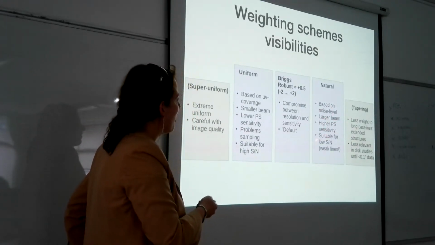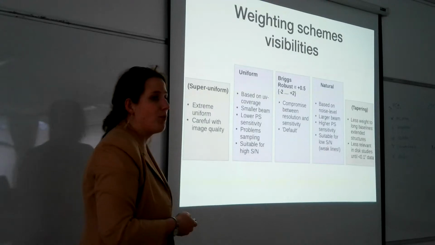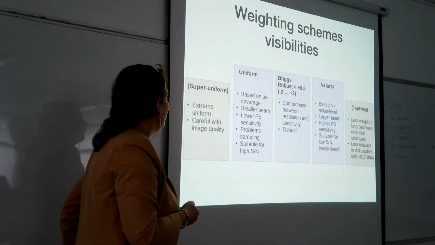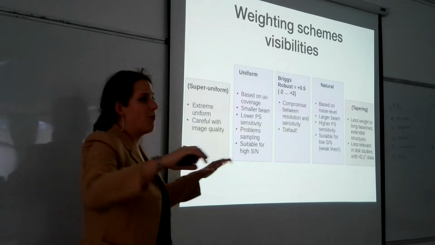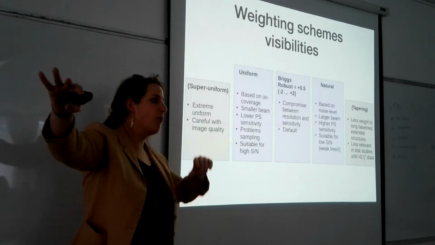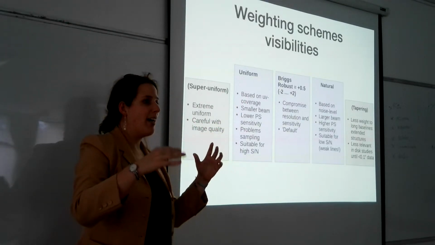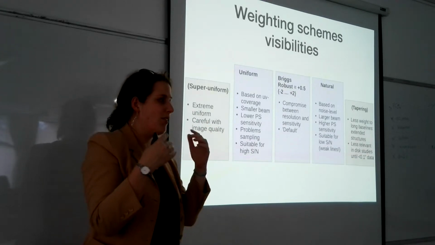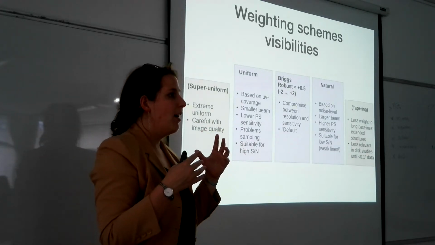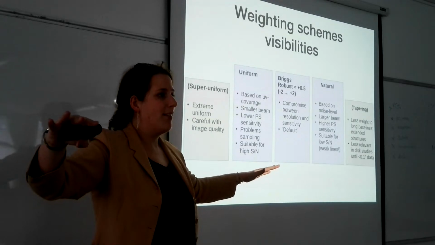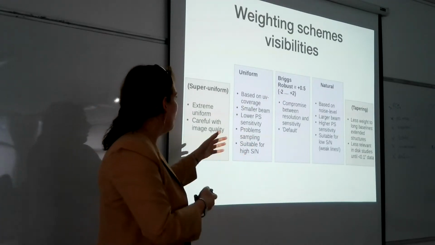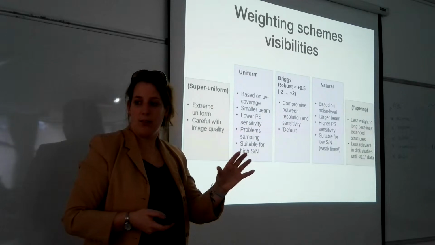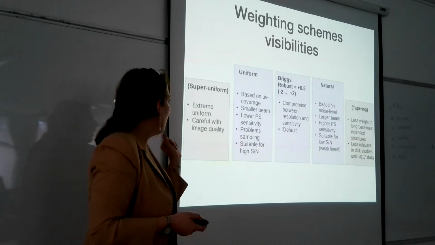Larger beam, higher sensitivity. It's really suitable for low signal data. We can also do uniform weighting. There we say, I don't care that the short baselines are better covered, we're just going to give them all the same weight. In that way, you're obviously going to get a smaller beam.